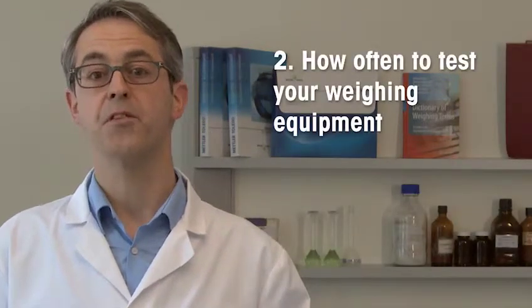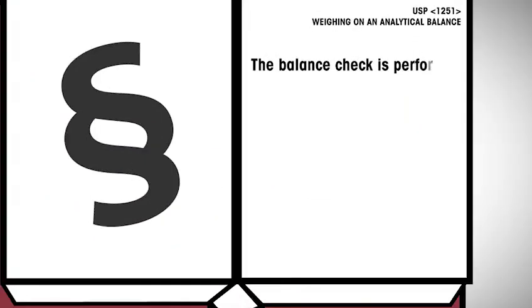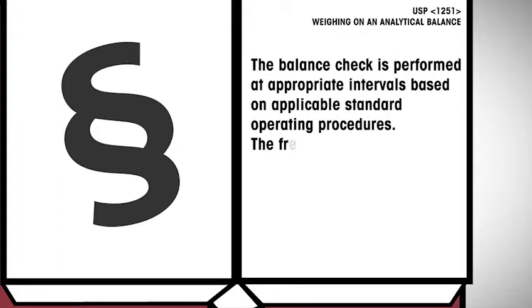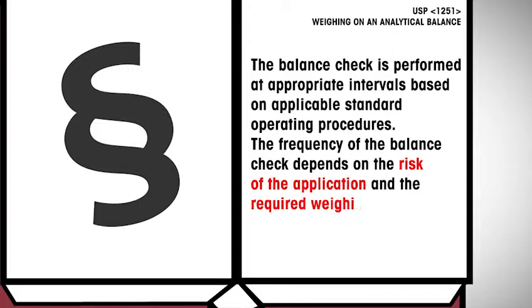So we have looked at what types of tests should be performed, namely repeatability and accuracy. USP General Chapter 41 does not dictate how often tests should be performed. This information is provided in the new USP 1251, which, by the way, is not a mandatory chapter, just a helpful recommendation. The balance check is performed at appropriate intervals, based on applicable standard operating procedures. The frequency of the balance check depends on the risk of the application and the required weighing tolerance.